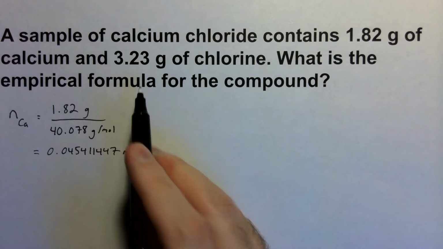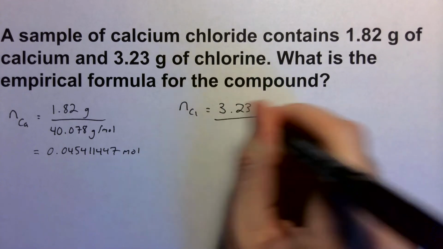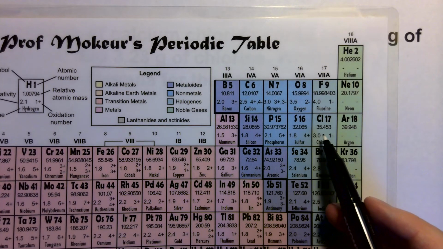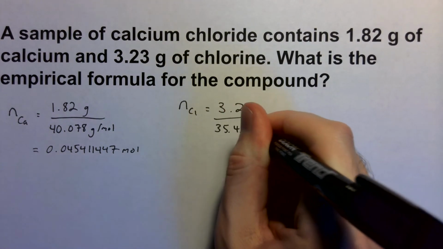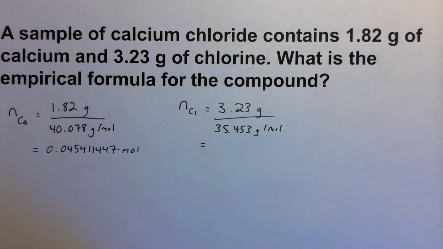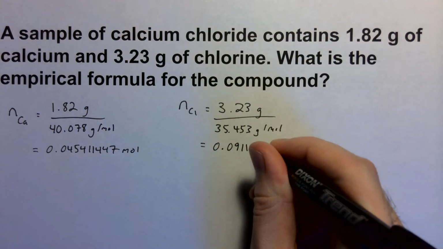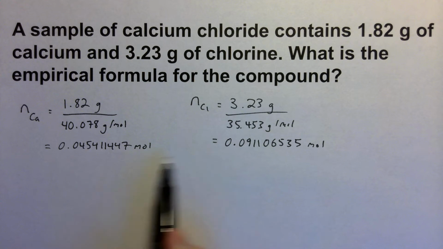Now we need to figure out the moles of chlorine. So the moles for chlorine, we're told that the mass in this sample is 3.23 grams. And if we look at the periodic table once again, we'll see that chlorine, the molar mass is 35.453 in grams per mole is our units. And that one there is 0.091106535 moles. So we've determined the number of moles of calcium and chlorine, so that's both of the elements within this compound.